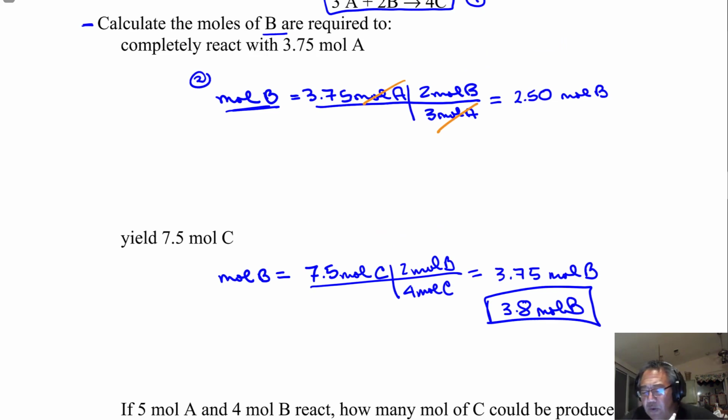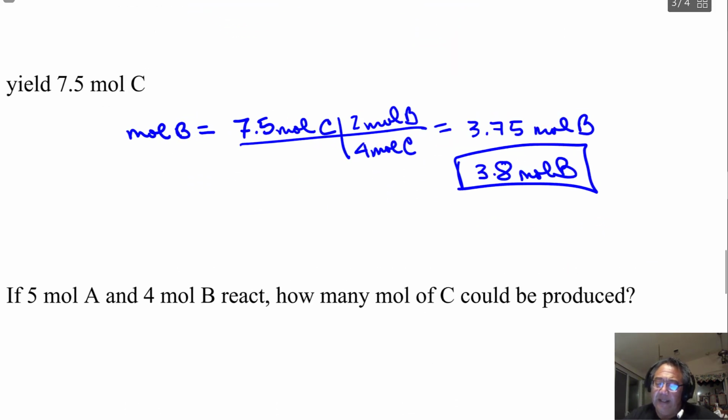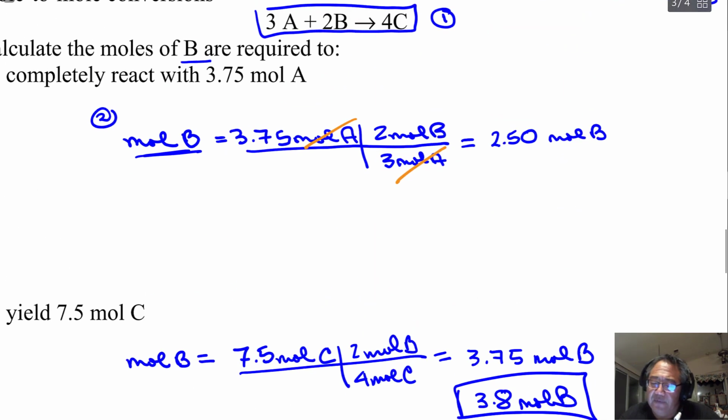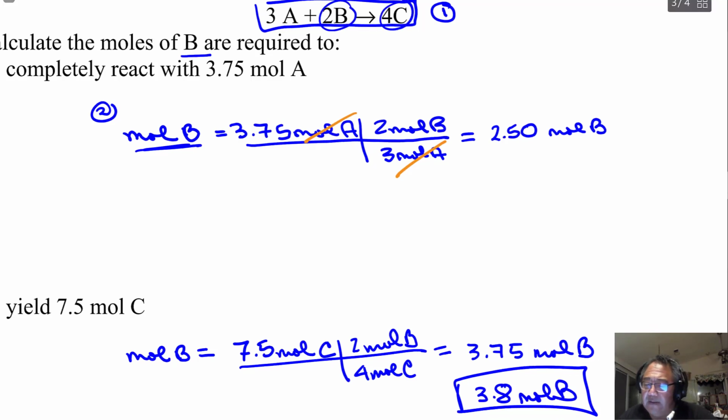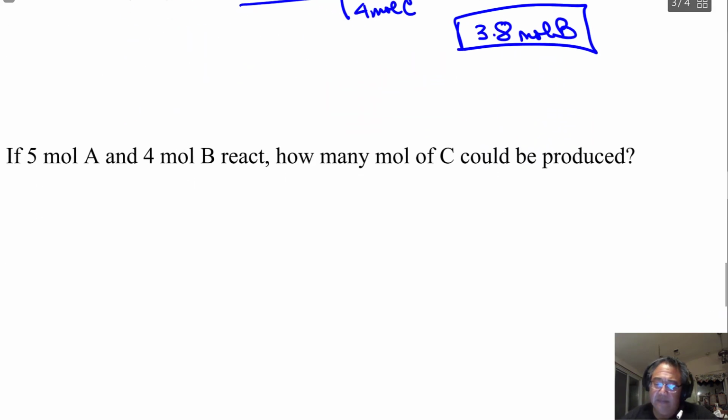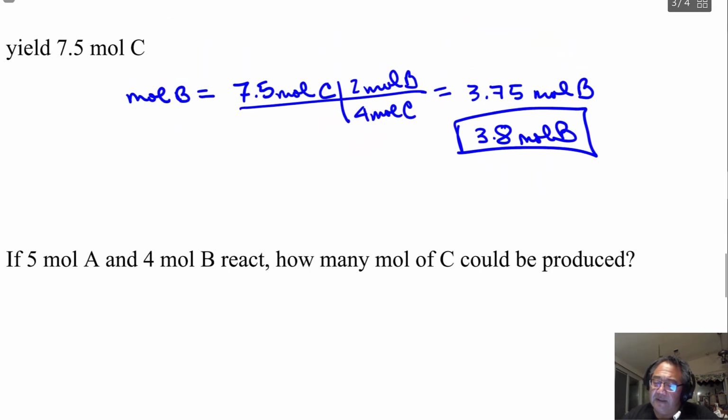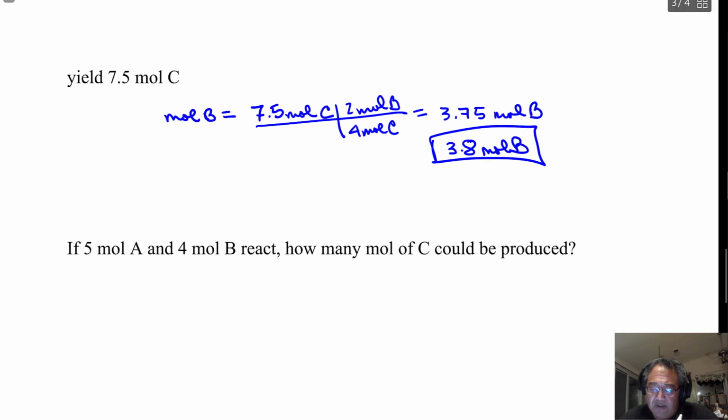So there's the problem worked out. And if you're looking at it, it's 7.5 moles of C. It's 2 moles of B for 4 moles of C. And I get that from these two values. And then I just do the math. And the math comes out to 3.75 moles of B. There's only 2 significant figures, so I round it to 2 sig figs, and that gives me 3.8 moles of B.